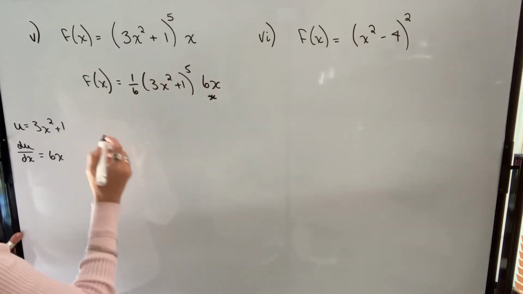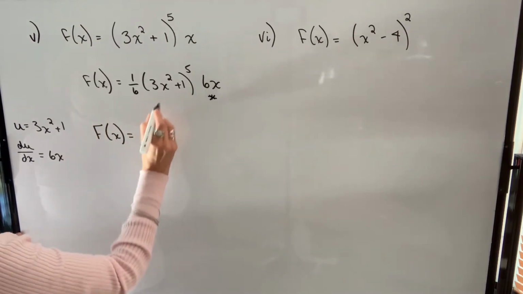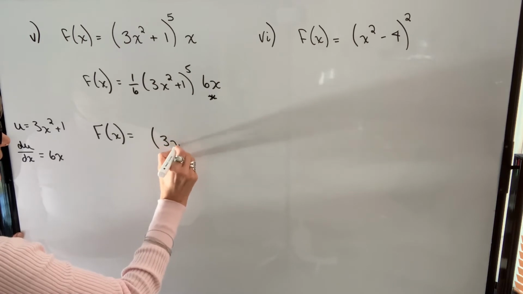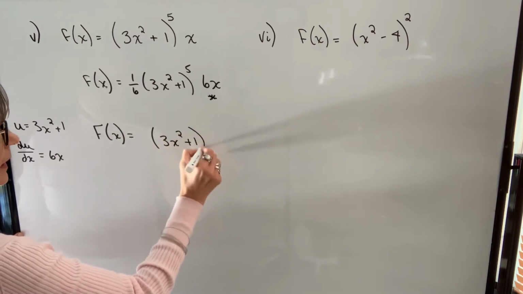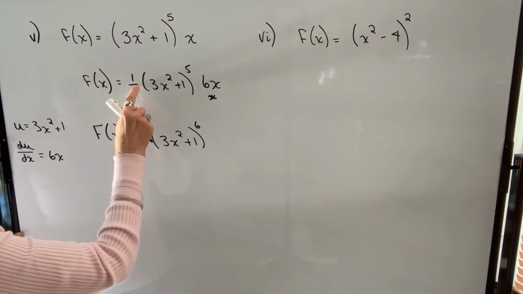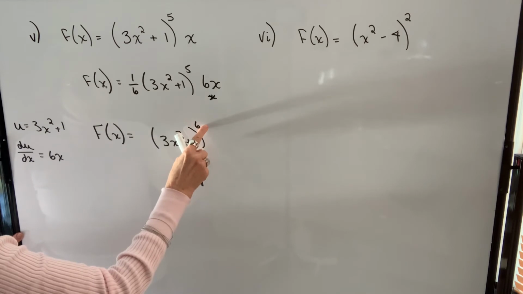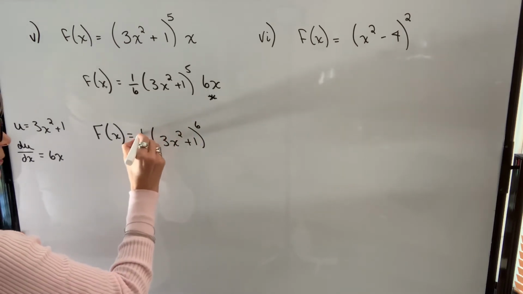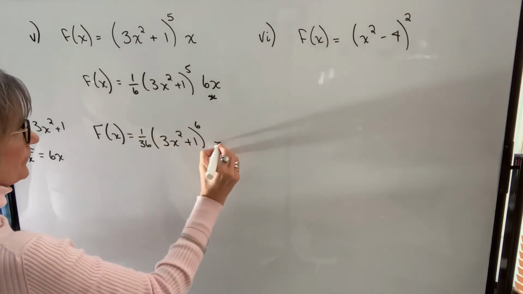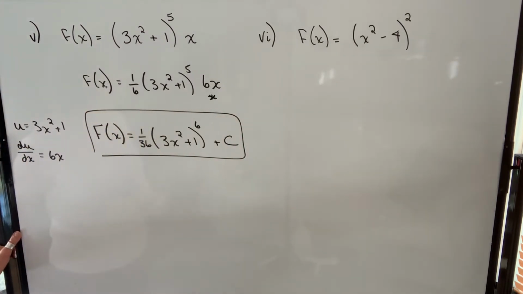So now I can find the antiderivative, capital F of x, and I start with my power, so it will be 3x squared plus 1. I increase my exponent by 1, so to the power of 6. I take this coefficient and divide by my new exponent, so 1/6 divided by 6 will be 1/36. This would be the antiderivative.